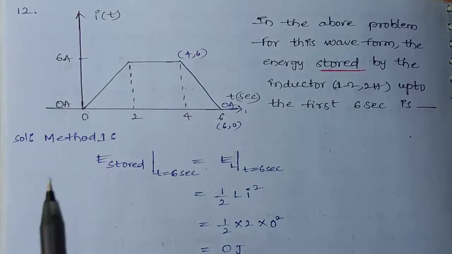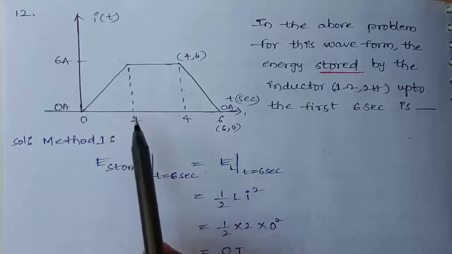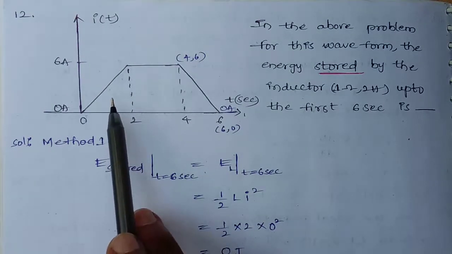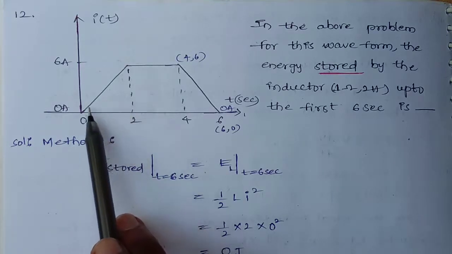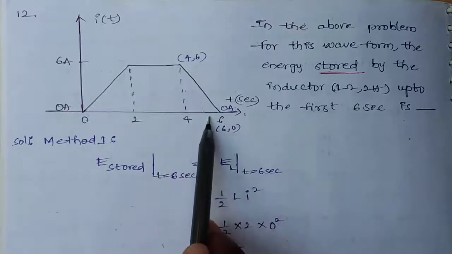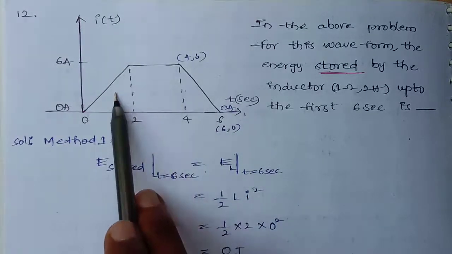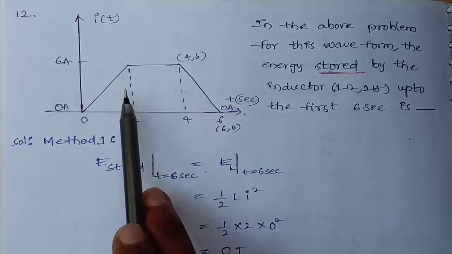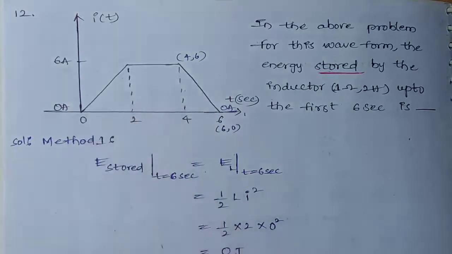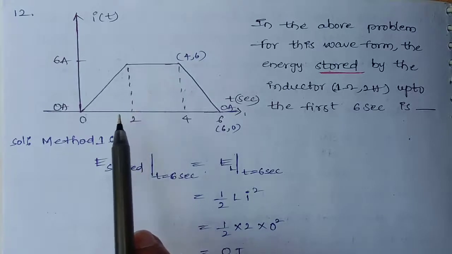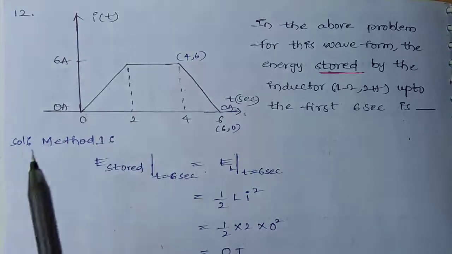Now I will tell you one more time. Look at this waveform. You need to find out the energy stored by the ideal inductor during this region, then during this region, during this region. Then you need to add the three energies stored by the ideal inductor in the practical inductor. Then you will get the total energy stored by the practical inductor. I hope you have got the concept behind this question.